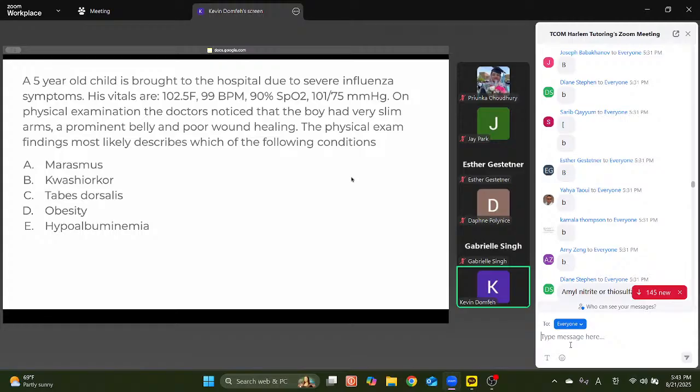Yeah, you would find wasting, muscle wasting. That's a very big symptom of marasmus. Yes, they're very, very slim, right? They would not have a prominent belly, exactly.